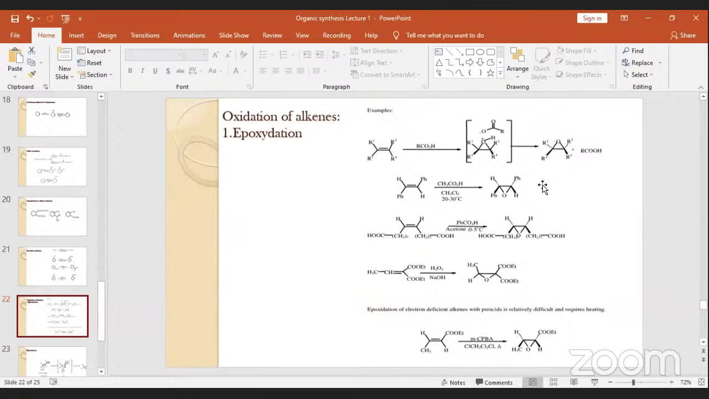It's a stereospecific reaction, I said. Here you see R2 and R4 on one side, R1 and R3 on the other side, and in the epoxide ring you see R2, R4 on one side and R1 and R3 on another side.